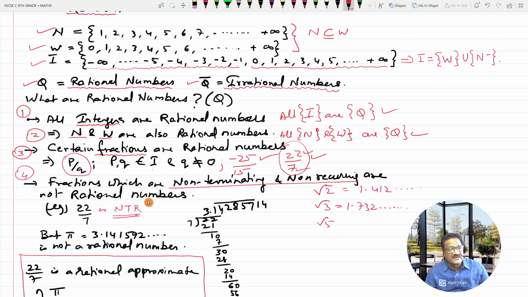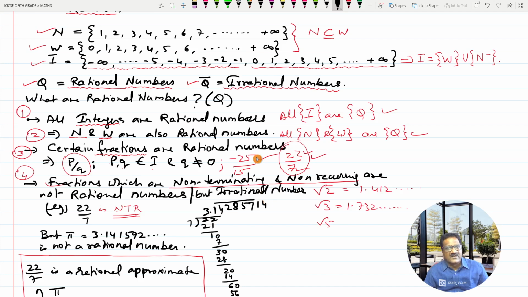Then immediately the question arises that if a fraction is non-terminating and non-recurring and it is not rational, then what can it be called? Immediately the answer is such fractions can be called irrational numbers. So the definition of irrational number is: fractions which are non-terminating and non-recurring are not rational numbers, but irrational numbers. They are known as irrational numbers.